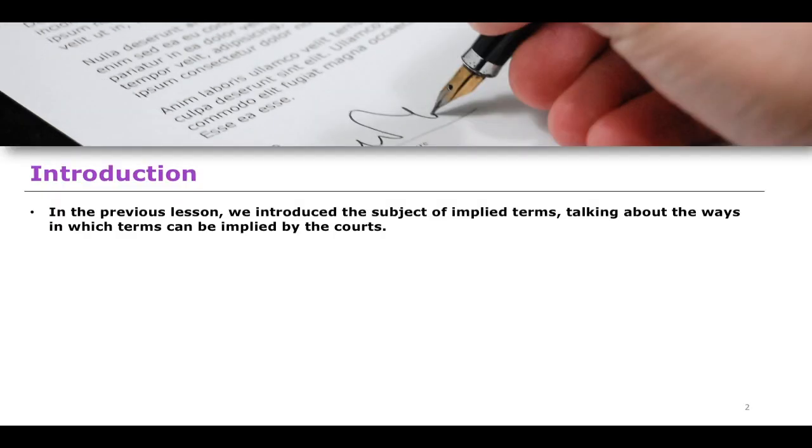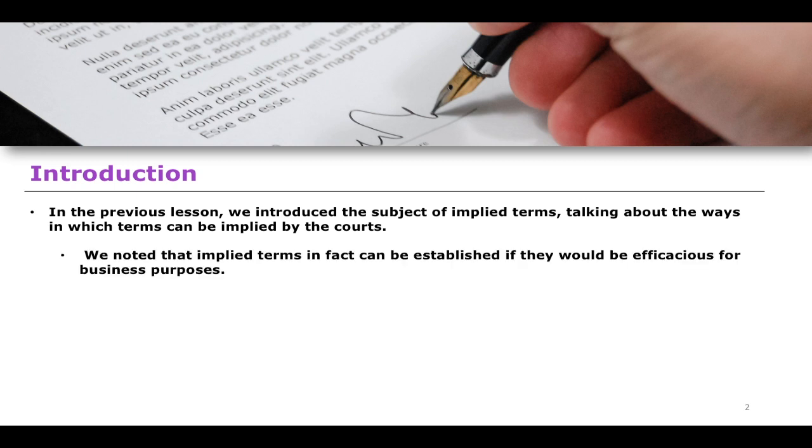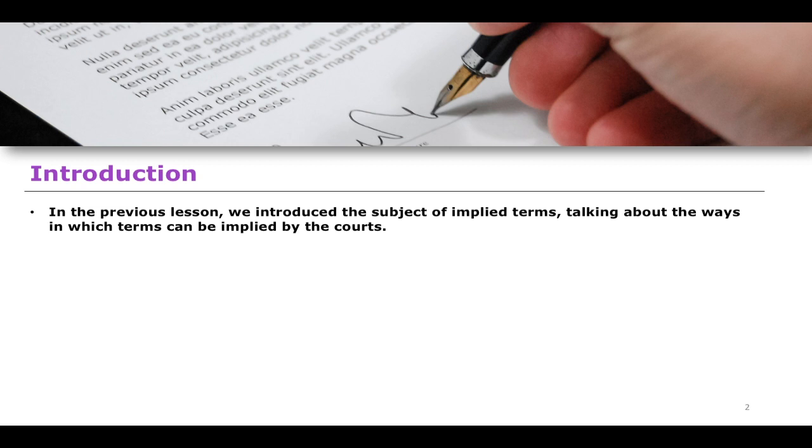So, the previous lesson introduced the subject of implied terms. We noted the ways in which a term may be implied by a court. We had noted that when we talk about implying terms, there are three main ways which terms can be implied into a contract when it comes to the practical implication of a term. Firstly, being implied by courts. Secondly, being implied through custom. And then thirdly, being implied through the imposition of the Consumer Rights Act from 2015.